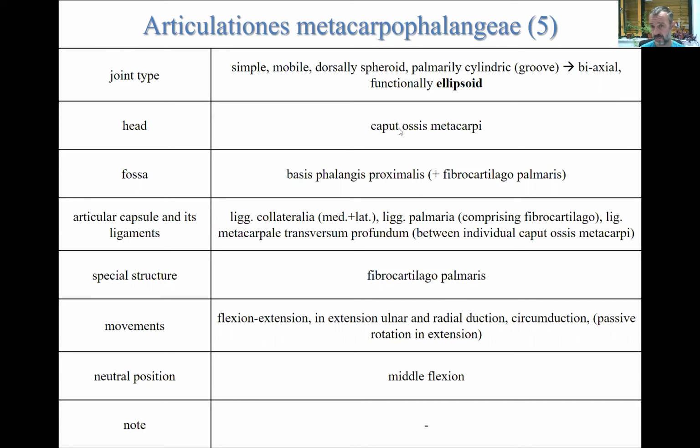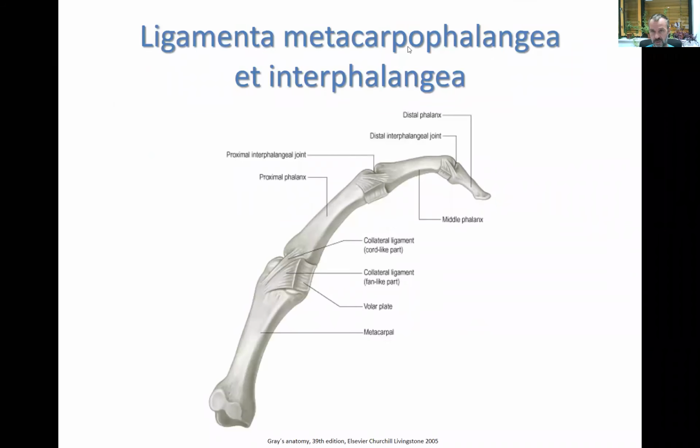The head is a head of metacarpal bone. The base is, the fossa is the base of phalanx. Not only that, there's also a special structure which is called palmar fibrocartilage. So this fibrocartilage enlarges the fossa, which we can see here.